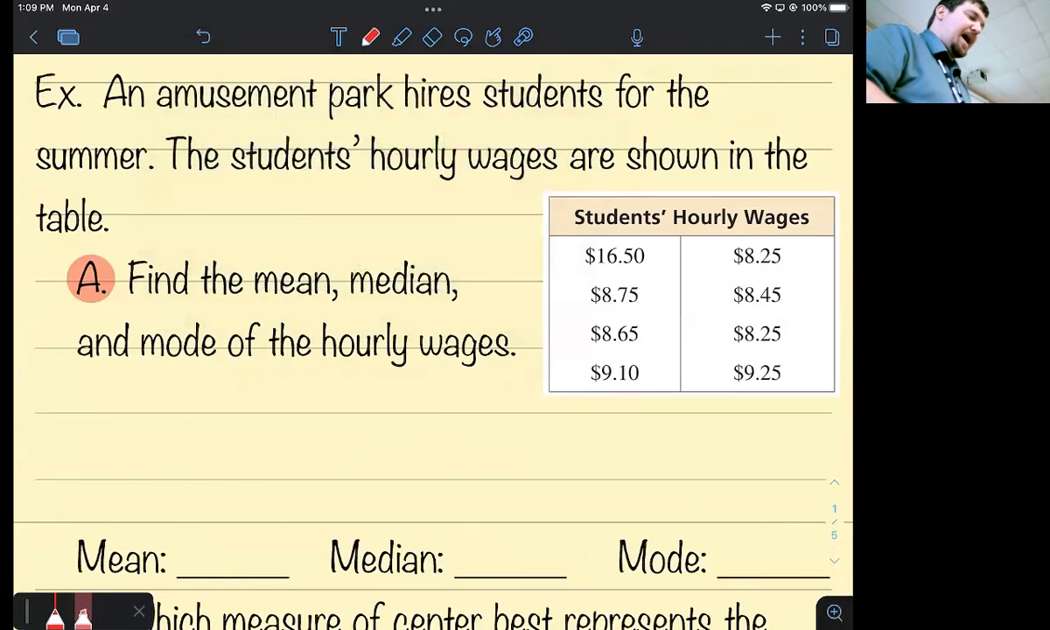An amusement park hires students for the summer. The students' hourly wages are shown in the table. Find the mean, median, and mode of the hourly wages.